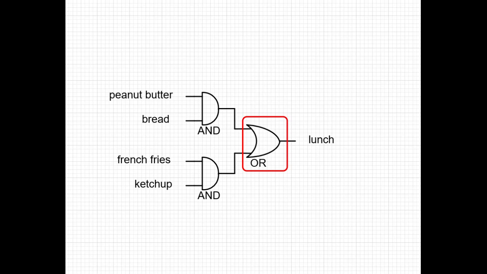Activating the peanut butter and bread lines will indeed set the lunch output active, but that's just an indication that some set of lunch ingredients are present. Maybe a light is lit in the kitchen. Somebody still has to come and make the sandwich.